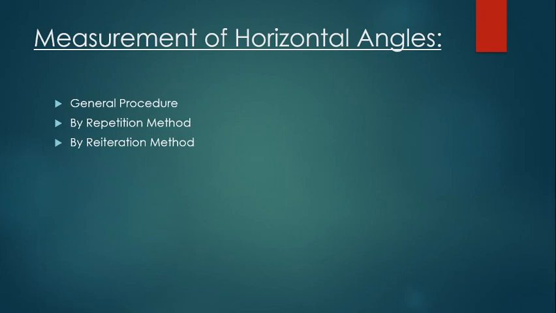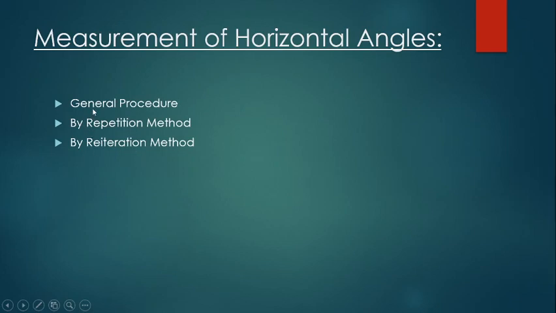Coming to measurement of horizontal angles. By using theodolite, you can measure horizontal angles by the three methods as listed here. The general procedure, which we have already discussed, and now we are going to discuss in detail the method of repetition, and we also have the reiteration method.